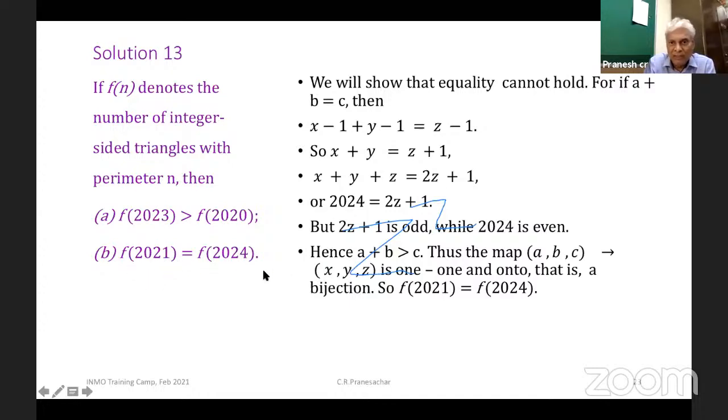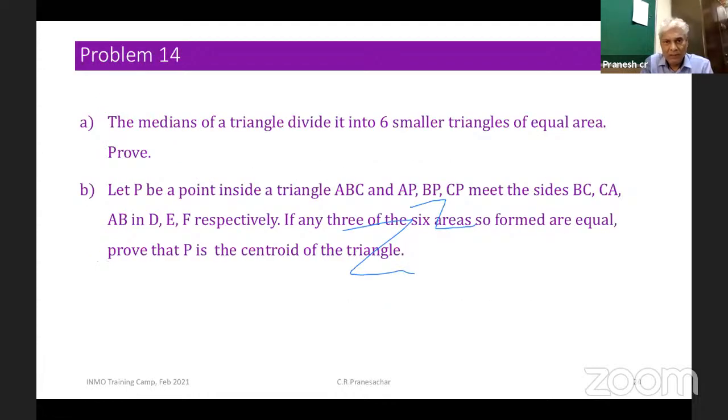This can be proved in general. These are just 2 pairs of numbers with difference 3. In fact, there is a general formula for f of n. We could use that also, but we don't need the formula because that itself is obtained with some effort. So without using the formula, we are able to prove these inequalities. Okay, right.